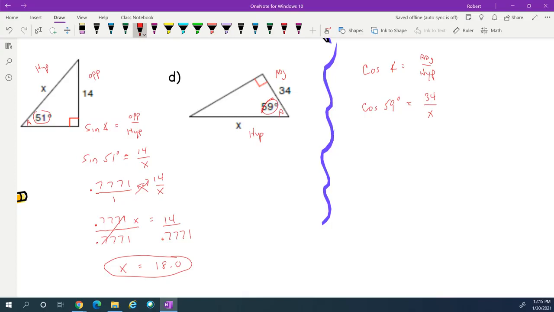Now I'll grab my calculator for cosine 59 degrees, 0.5150. Put it over 1 and cross multiply. 1 times 34 is 34. Equals 0.5150x. We always divide by the number next to x, by the coefficient.